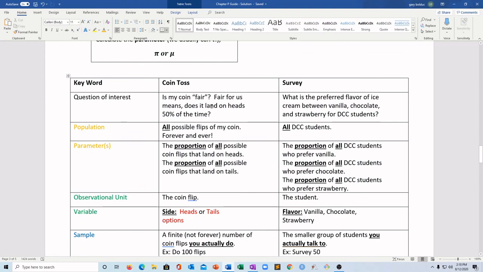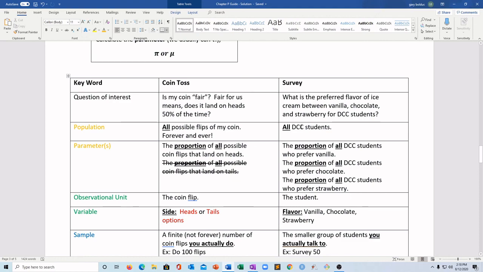Let's look at the coin toss. Is my coin fair? Well, I said it needs to land on heads 50% of the time, right? But couldn't I also just focus on tails? Why did I pick heads? Well, I picked heads because I made a choice. So what we can do for a lot of these types of problems is we can actually just go, you know what? I don't care about this parameter. If I just know the proportion that it lands on heads, I'm done. I know everything about the coin.